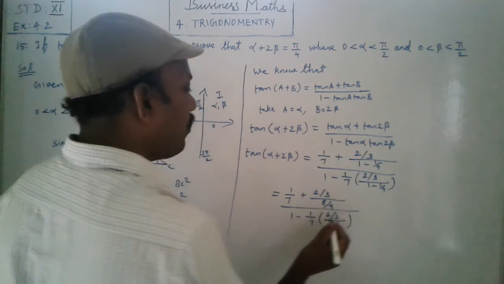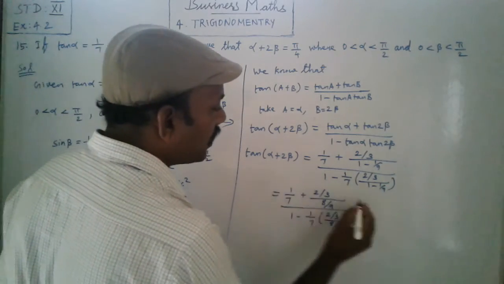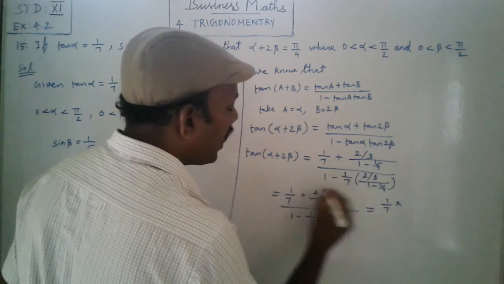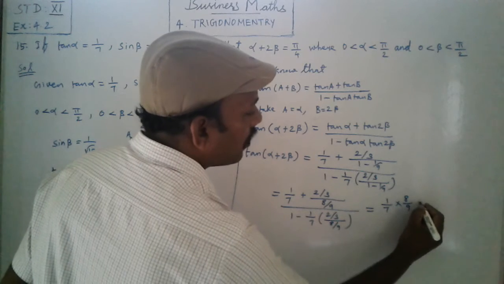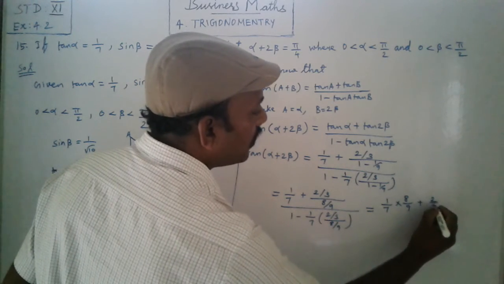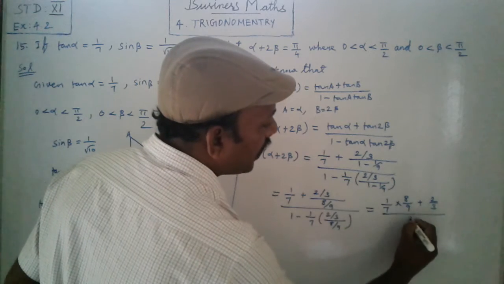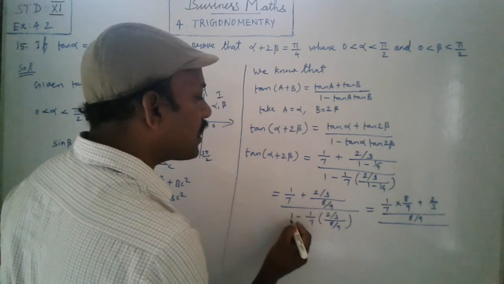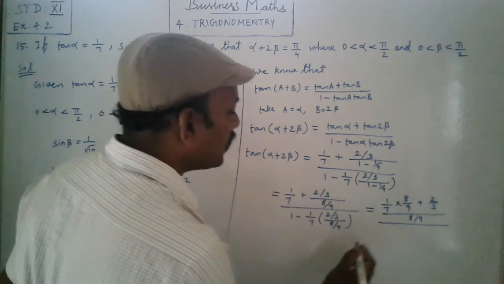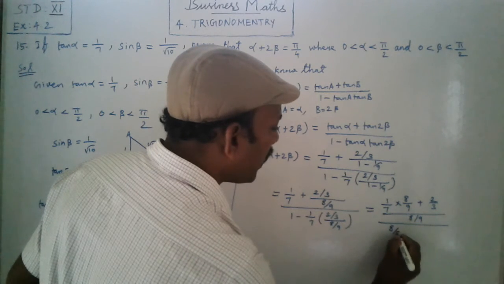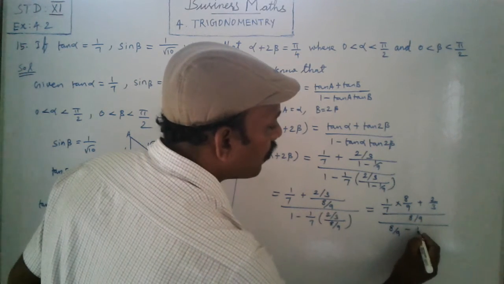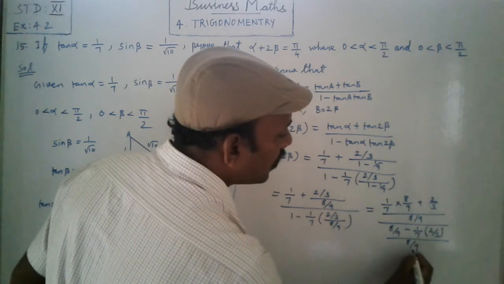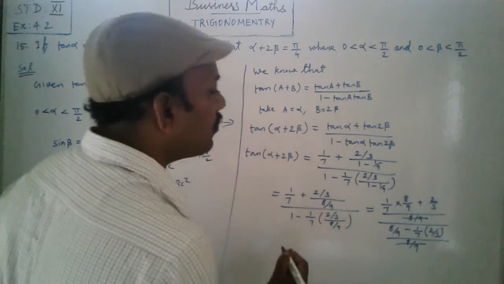So now take the LCM here, cross multiply. Then 1 by 7 into 8 by 9 plus 2 by 3 whole divided by 8 by 9, divided by, now 8 by 9, take the LCM, cross multiply, then 8 by 9 minus 1 by 7 into 2 by 3 whole divided by 8 by 9. Now 8 by 9 cancels.